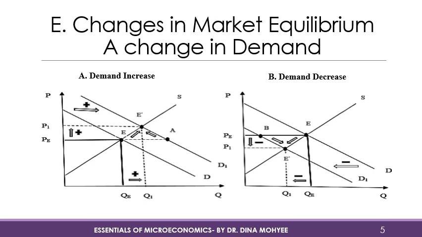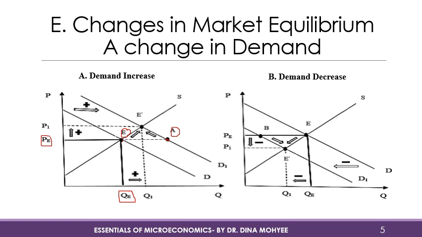The initial equilibrium point is at the price PE, and the quantity QE. When there is a shift in demand, now at the price of PE, we can see that there is a disequilibrium in the market. The quantity demanded is not equal to the quantity supplied. The quantity demanded now is at point A, which is greater than the quantity supplied at point E. And this means that there is a shortage in the market. When there is a shortage in the market, what happens?